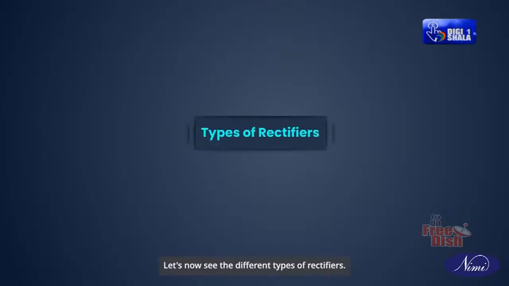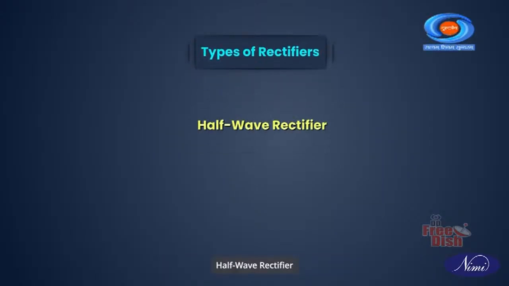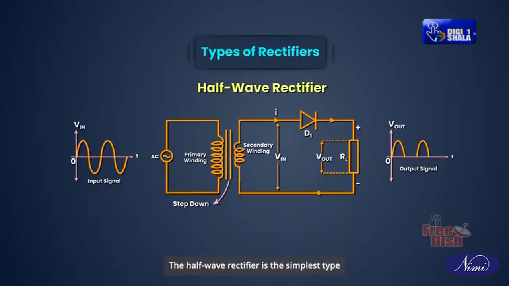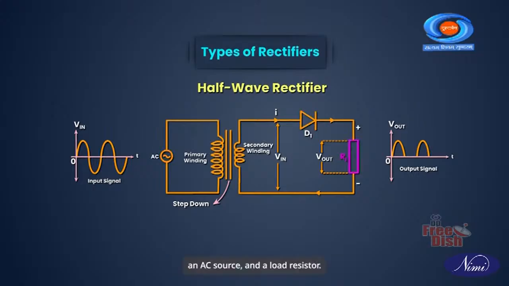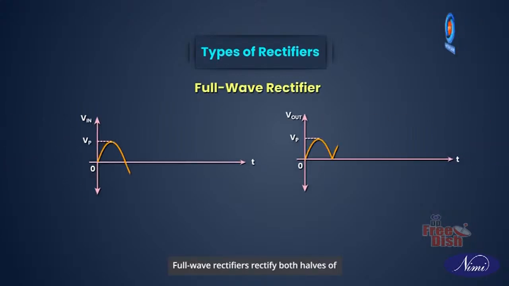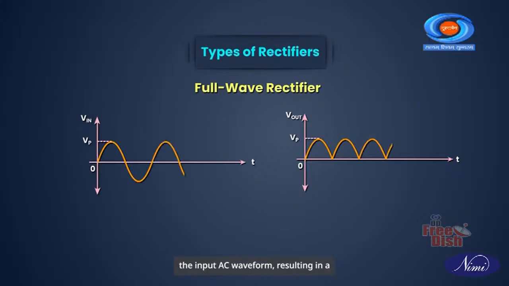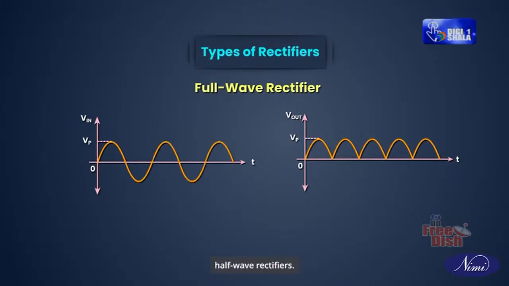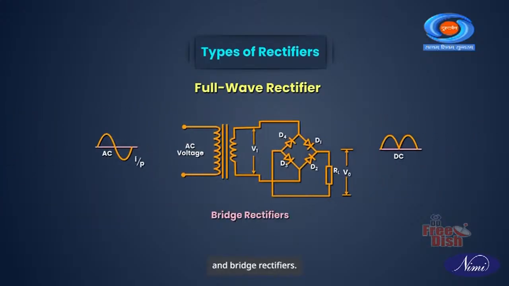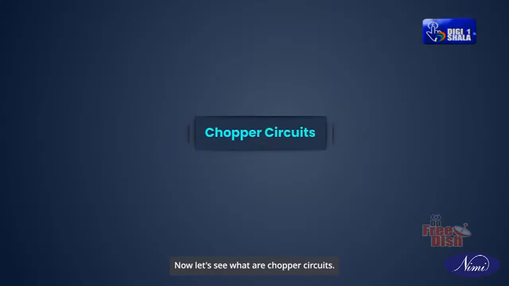Let's see the different types of rectifiers. They are half-wave rectifier and full-wave rectifier. Let's see each of these in detail. Half-wave rectifier. The half-wave rectifier is the simplest type of rectifier and consists of a single diode, an AC source, and a load resistor. Full-wave rectifier. Full-wave rectifiers rectify both halves of the input AC waveform, resulting in a smoother DC output compared to half-wave rectifiers. There are two main types of full-wave rectifiers: center-tapped and bridge rectifiers.